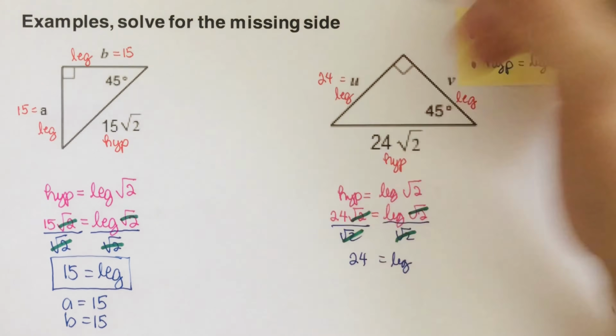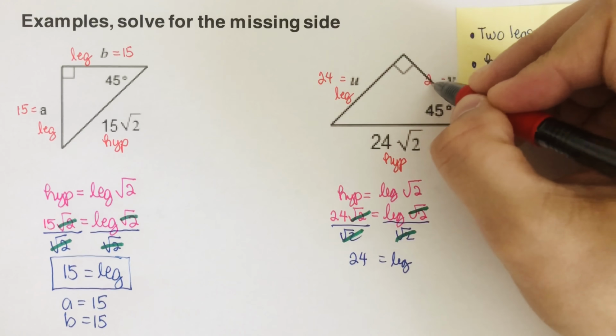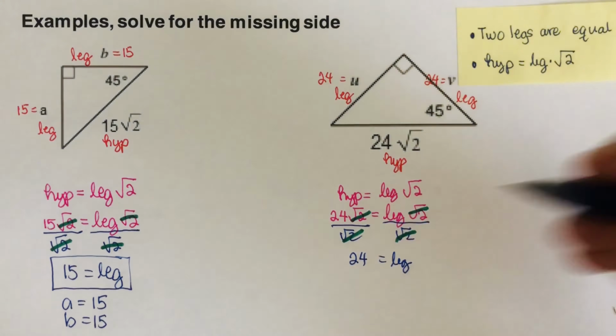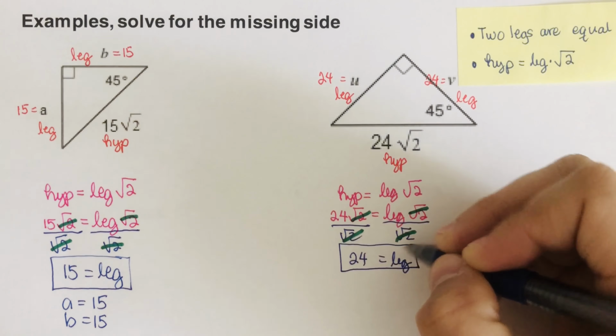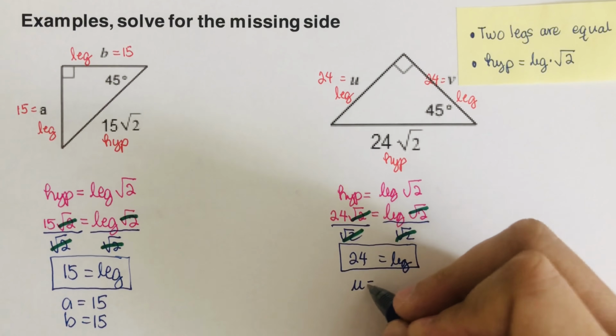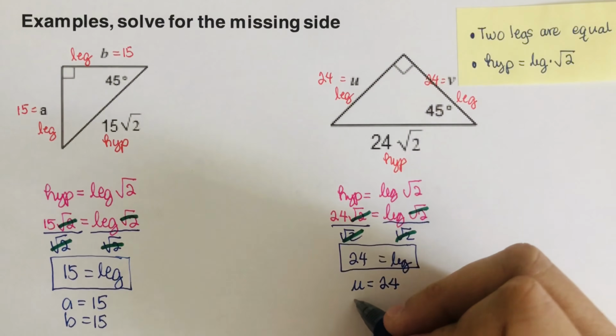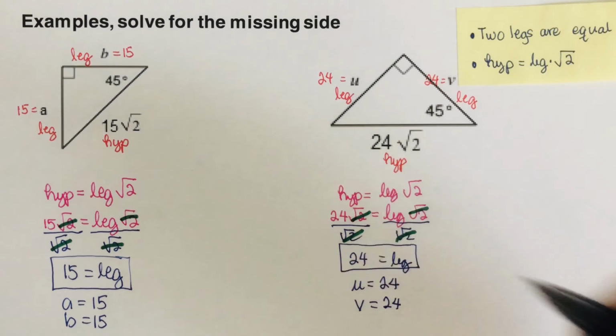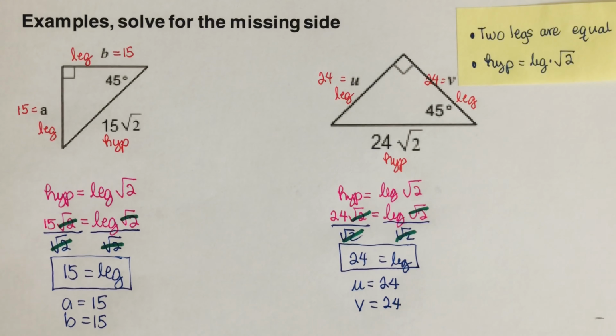So that's 24. And this side right here is also 24 since that is the leg. So our leg is 24 and our U is 24. So then our V is 24. Did you get the same answers as this? Good. Perfect. Now let's move on to the next example right here.